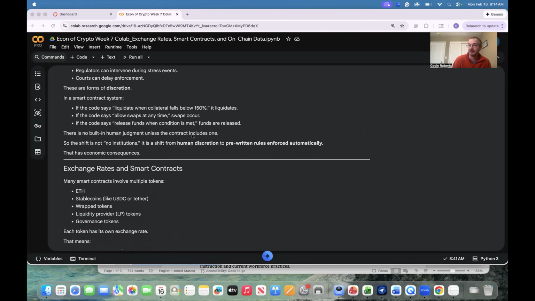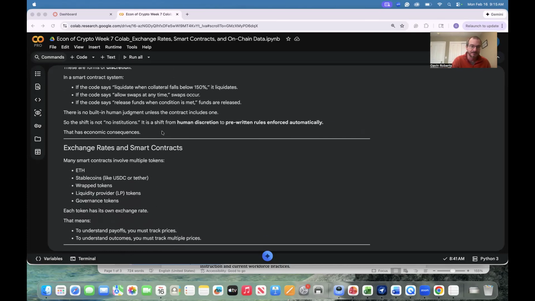None of those are necessarily bad things. That's important. But they do allow for human discretion. Human discretion can be good and it can be bad. Smart contracts are not going to allow any of those things to occur in general, because it's literally computer code that causes things to happen. There is no human discretion.